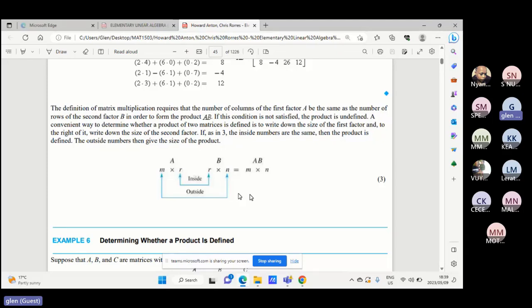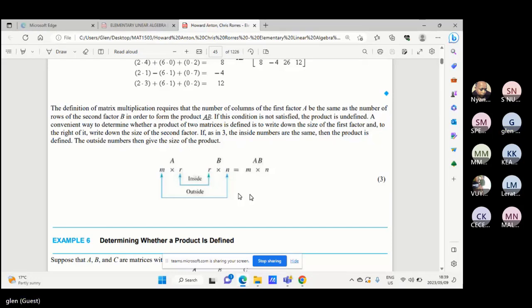Now, we'll say AB is equal to an open bracket and close bracket. What is the size of matrix A? 3 by 3. Then I'll open another bracket and close another bracket. What is the size of matrix B? 3 by 3.